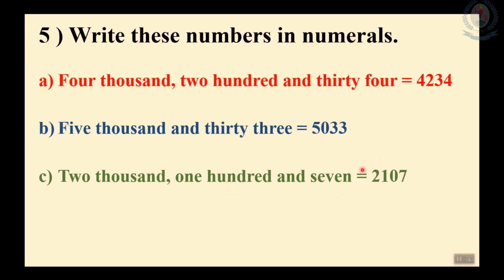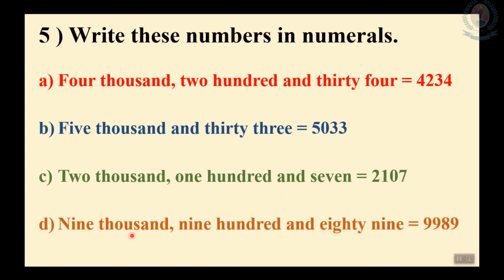2107. 2000, then 107. Then no tens are there. Then we have to write that 0. 2107. D1. 9989.